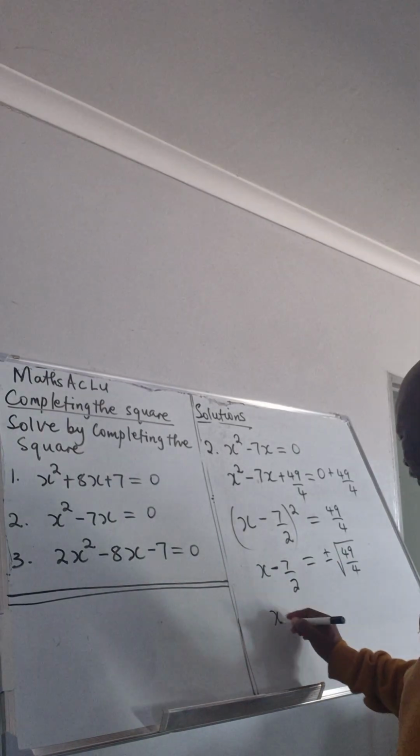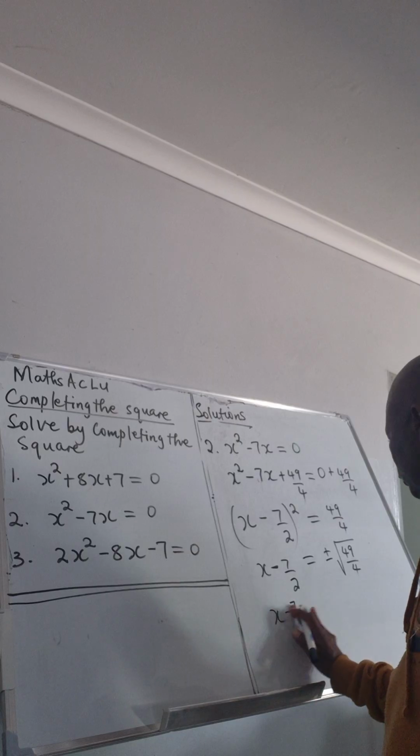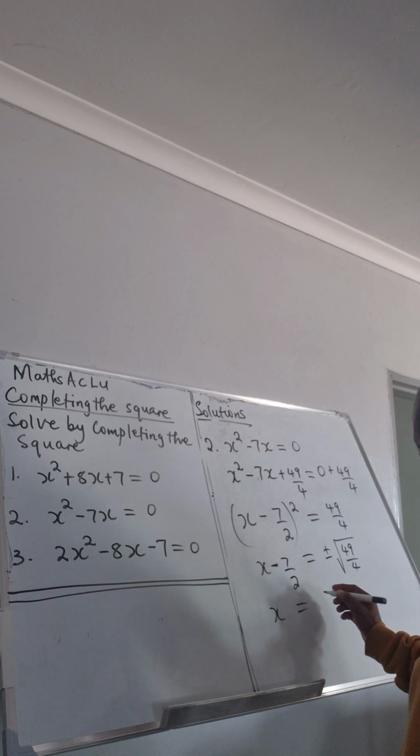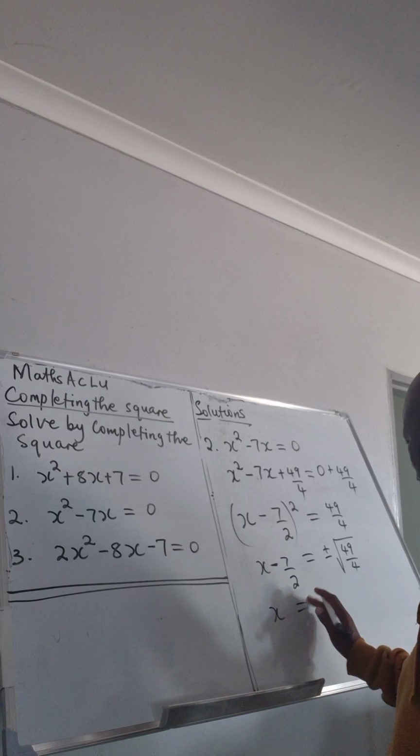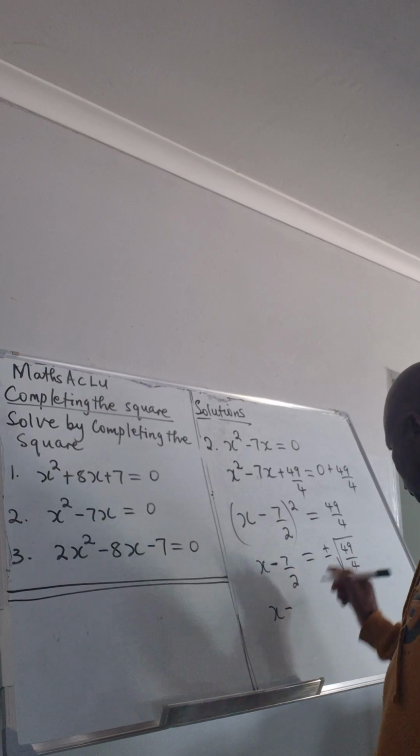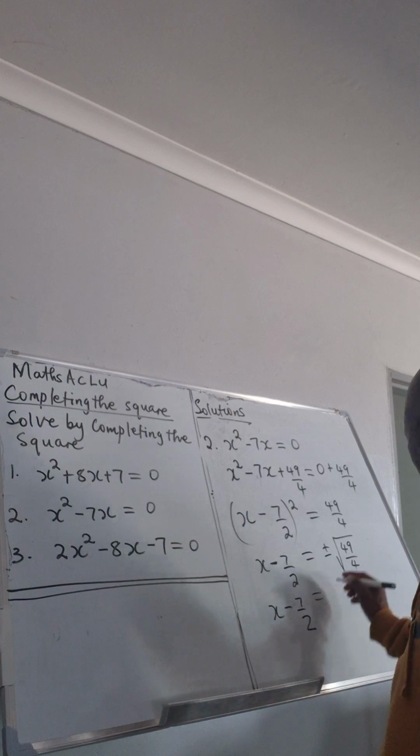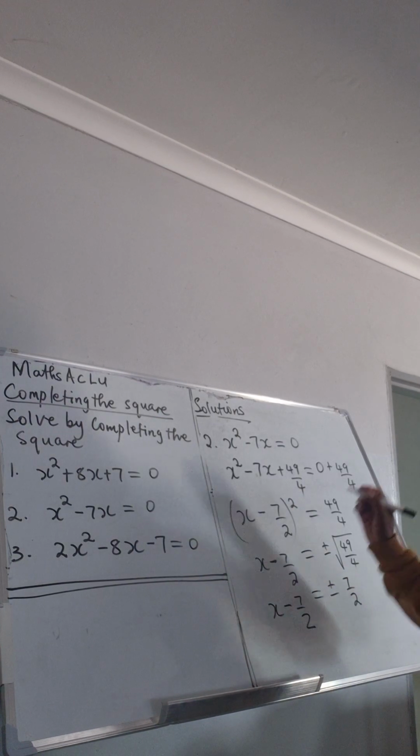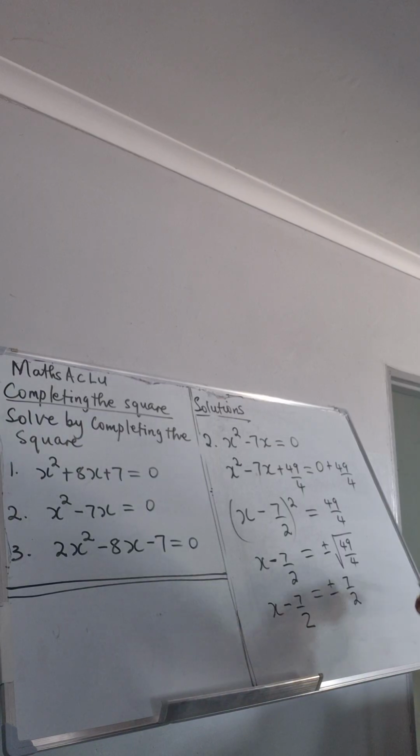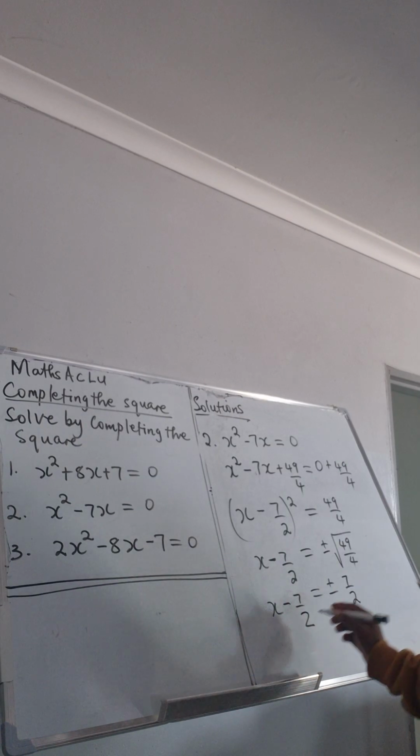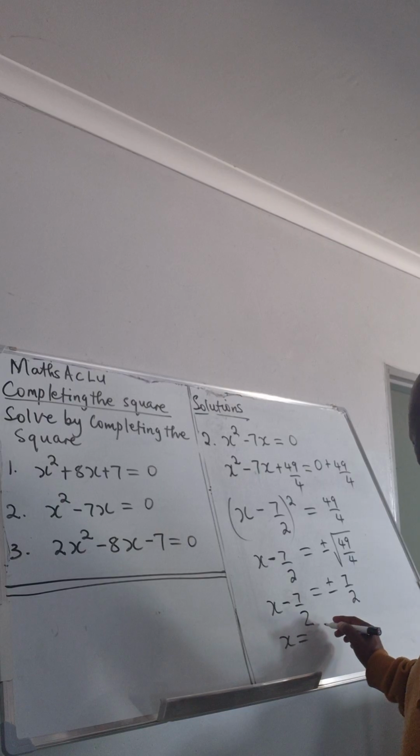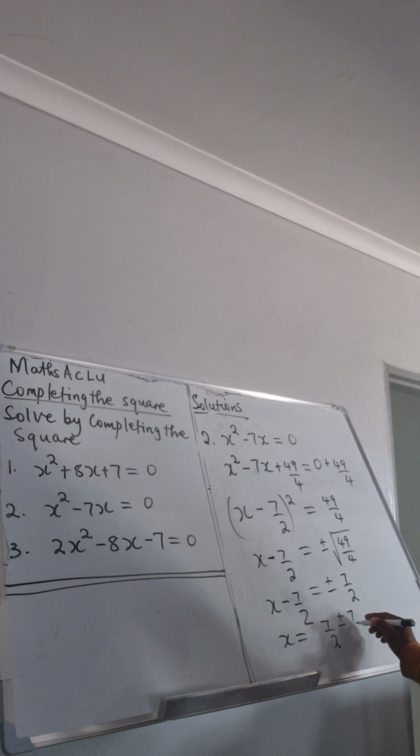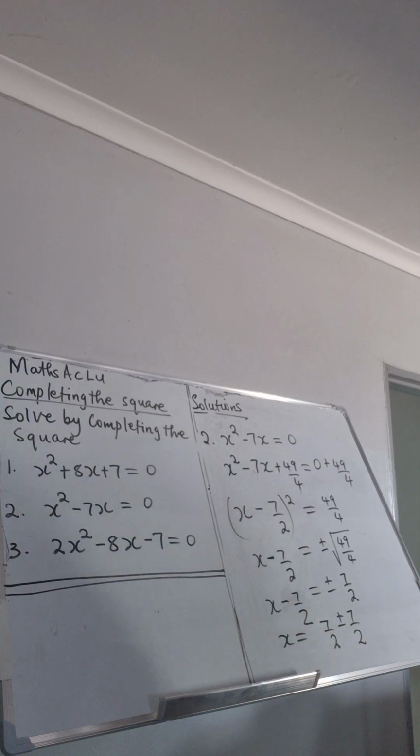Now let's say x is equal to, you take this one to that side. Before that, let's find the square root there. Plus or minus 7 over 2. Right, now you can take minus 7 over 2 to that side, equal to 7 over 2 is now positive, plus or minus 7 over 2.